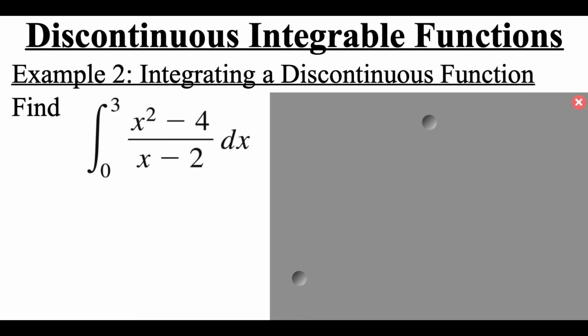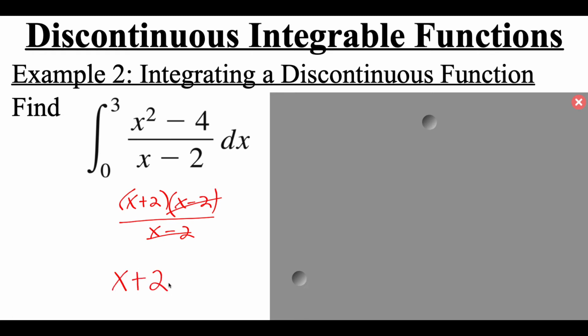Taking a look at this example, we're going to look at integrating another discontinuous function. So we've got x squared minus 4 over x minus 2. Now this fraction is actually reducible. On top, we've got a difference of squares. So that's going to factor into x plus 2 and x minus 2. When we do that, that's going to allow us to cancel out that x minus 2 on top and on bottom. So we end up simplifying this down to just x plus 2.